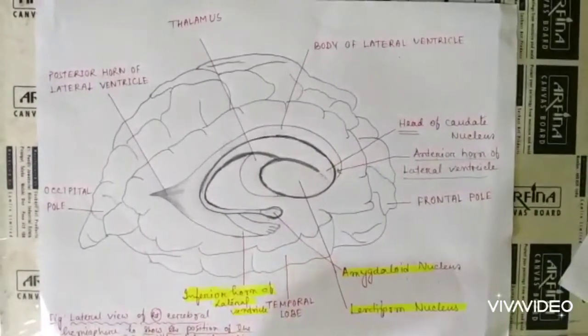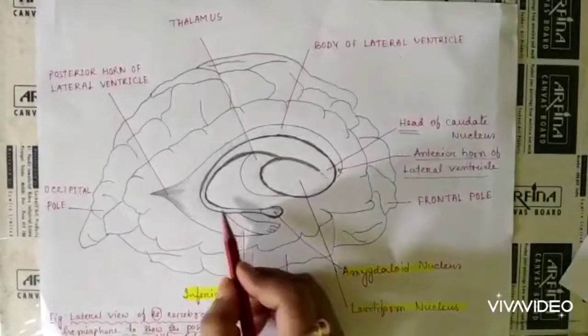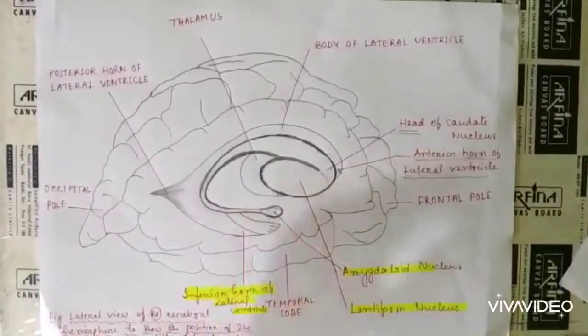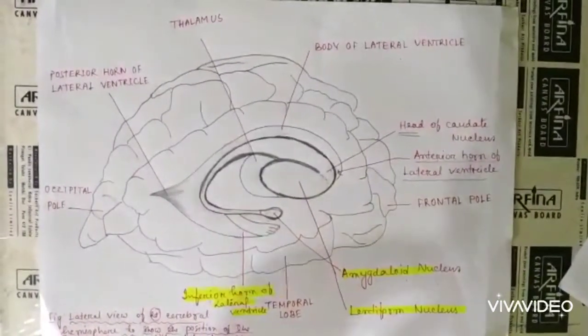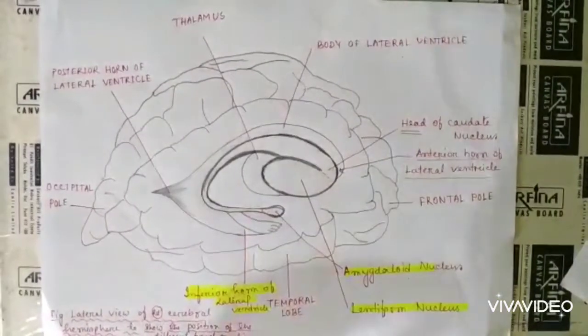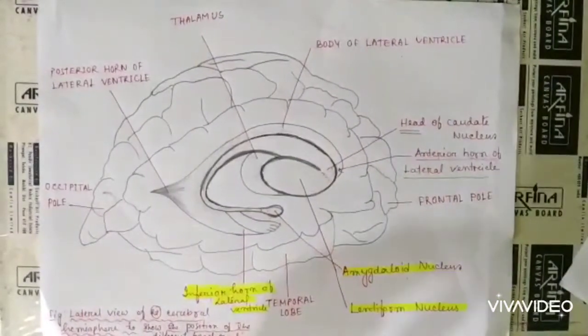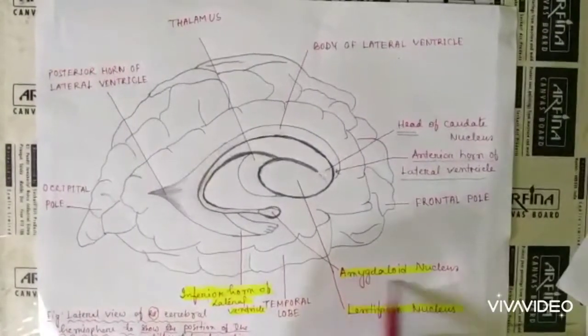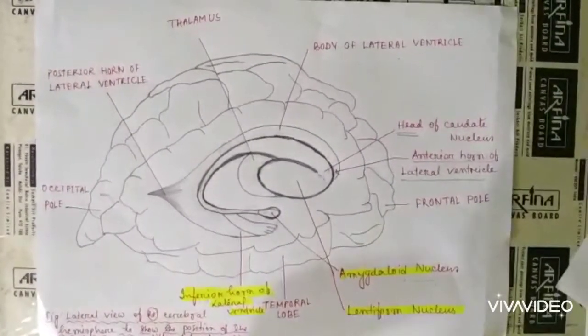It is continuous with the tail of the caudate nucleus, and it is also a part of the limbic system.